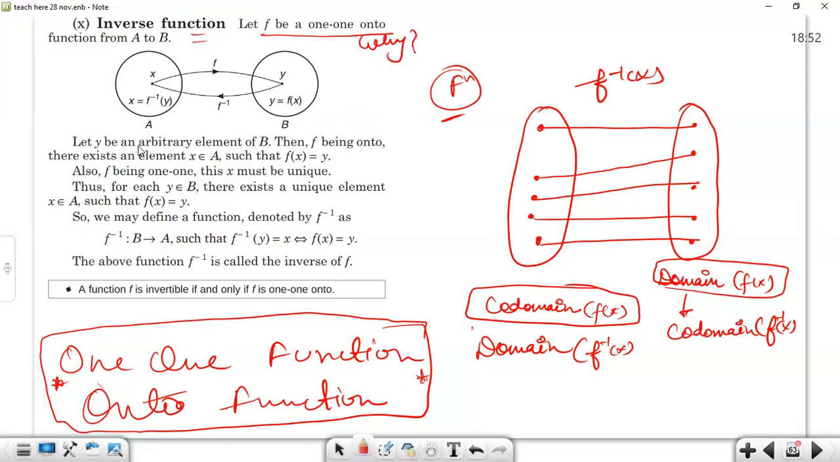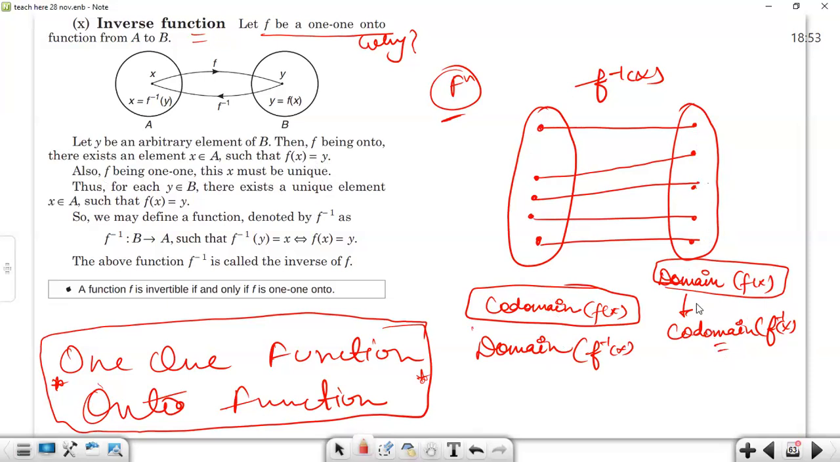Okay, let's now read further. Let y be an arbitrary element of B. Then, f being onto, there exists an element x in set A such that f of x is y. And also f being 1-1, this x must be unique for each y. They are talking about the same reason, that the domain is a codomain also, and the codomain of f of x is a domain also. So the codomain must also get mapped completely, and the domain must also get mapped completely because it's a domain and it's the codomain of someone else.